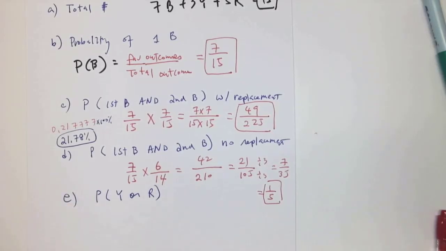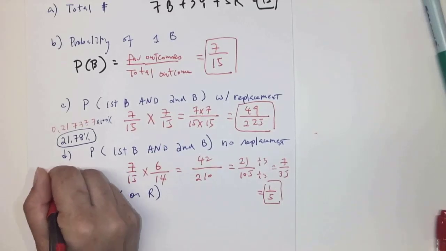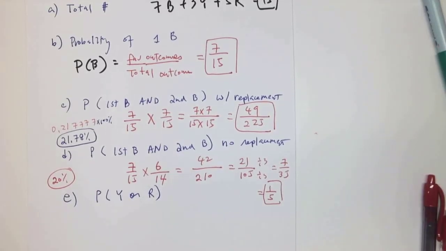20%. That one is actually easy to see. 20%. Are we okay? With replacement, without replacement, and probability, we multiply. Okay, the last one is all probability. So all probability means if I draw a yellow, it's okay. If I draw a red, it's okay. So the answer should be bigger than the individual probability.